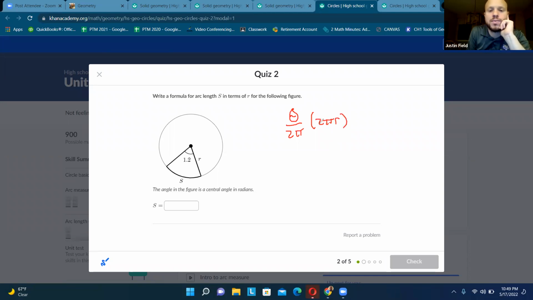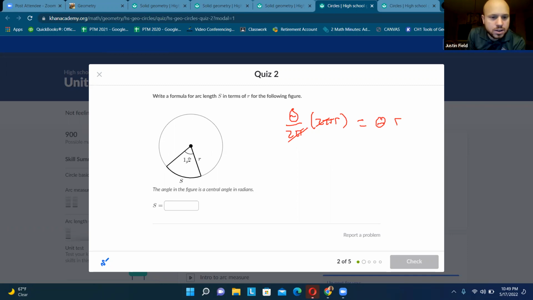Oh, but guess what? How nice is that? The 2 pi and the 2 pi cancel. So it's just theta r. So nice. You see how the radians can have their advantages.